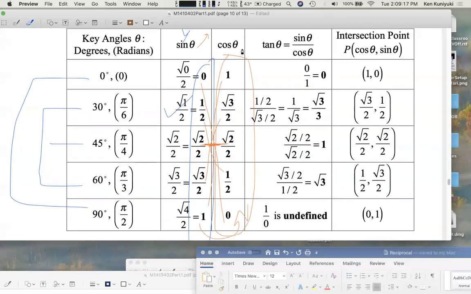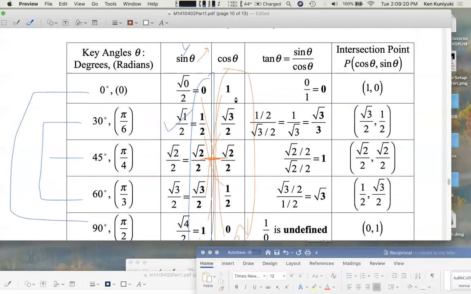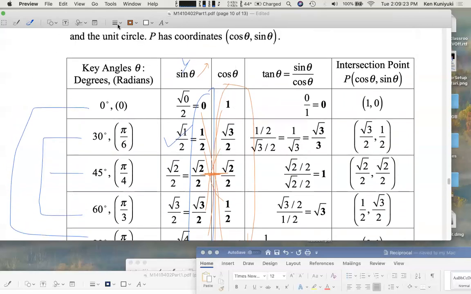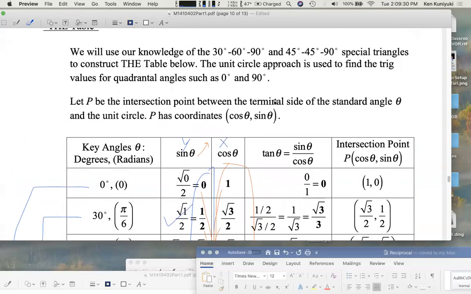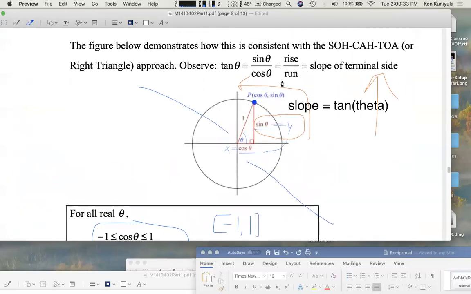Now observe, the values for cosine of theta decrease. Why is that? Well, remember, cosine of theta corresponds to x-coordinates on the unit circle. And what's happening to the x-coordinate as we increase from 0 degrees to 90 degrees? Well, I'll erase these other pieces here. The x-coordinate here, x equals cosine of theta. As we go from 0 degrees to 90 degrees, the x-coordinate decreases from 1 down to 0. Cosine of 0 degrees is 1. Cosine decreases. Cosine of 90 degrees is 0.